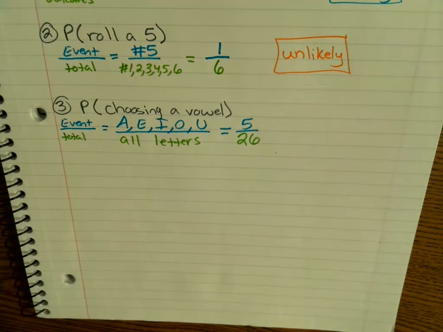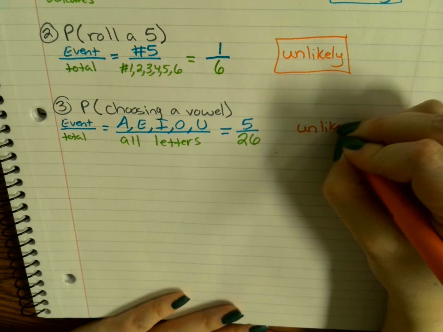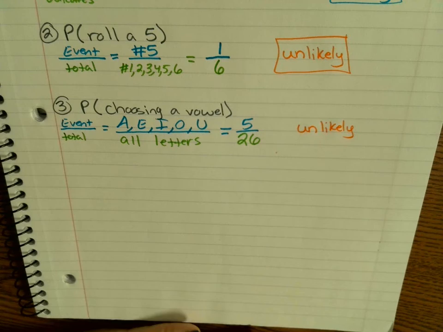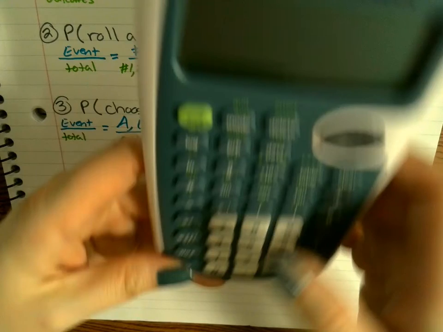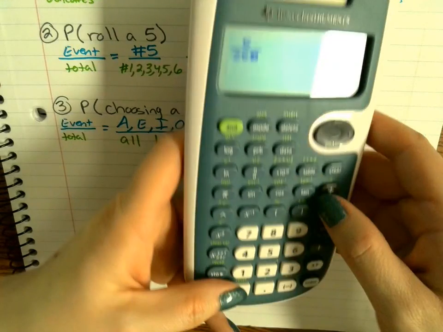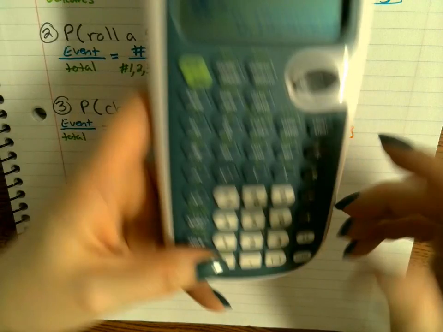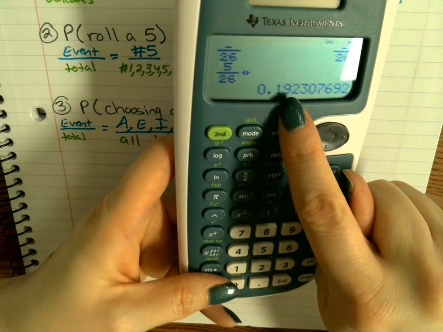5 out of 26. Unlikely. It's less than half. And if you're not too sure about it as a fraction, you could easily just type in 5 over 26 into your calculator, and then you can hit that conversion button down at the bottom, and it converts it into a decimal, and then you get 0.19.